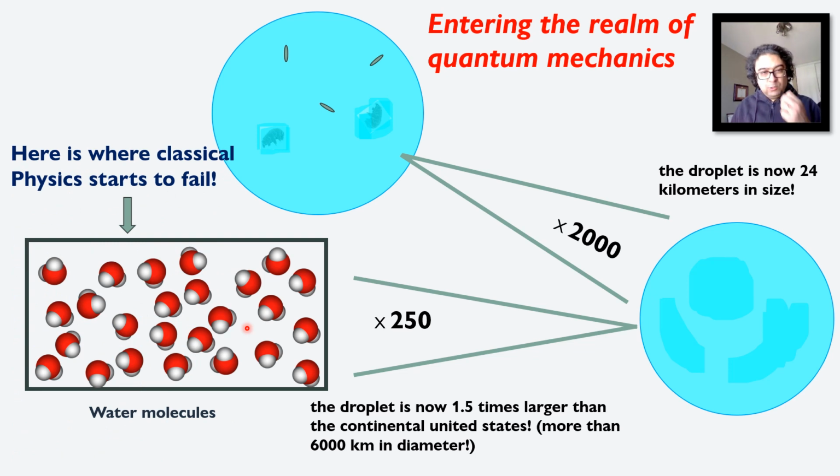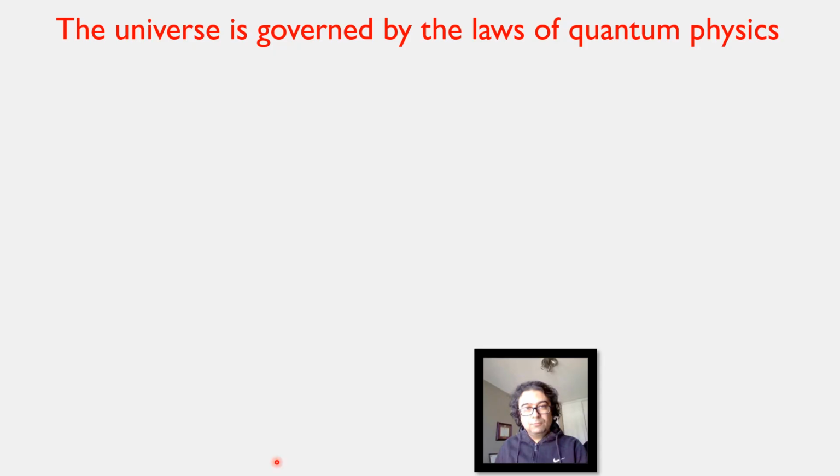So here's where classical physics begins to fail, and I would have to use quantum mechanics. And this is the general Schrödinger equation. We will later look into the details of what these symbols mean. But this would be the equation that I would need to understand in order to figure out the motions of these water molecules. All right.